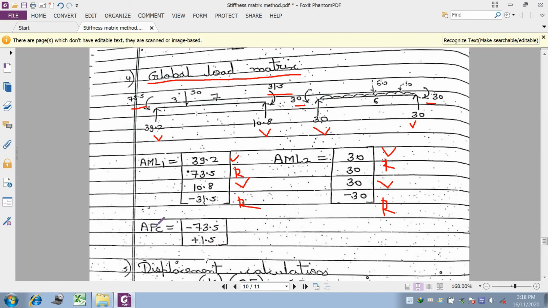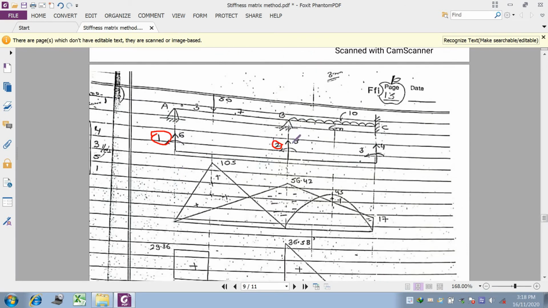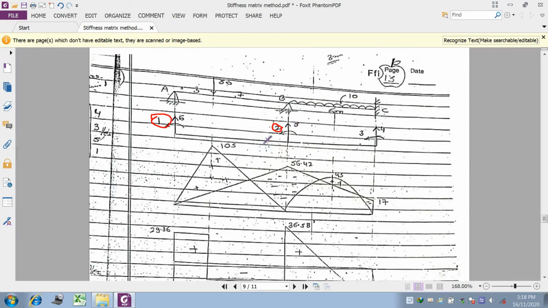AFC means the force matrix which is to be calculated at C. C represents the coordinates. Coordinates means the point where you have to calculate your unknowns. Where do you have to find the unknowns? You have to see that this 1 and 2 are the rotation components.